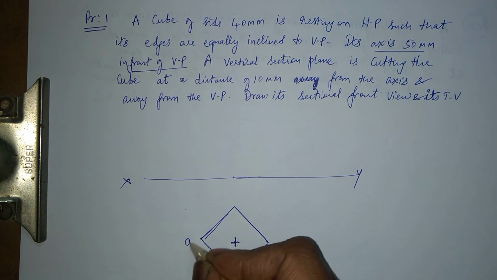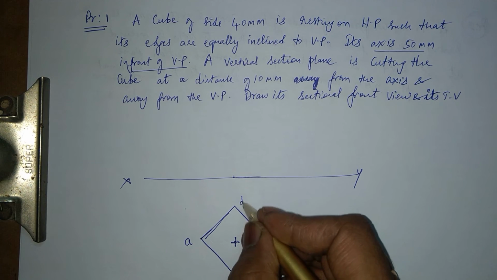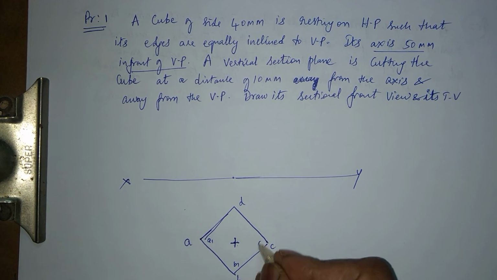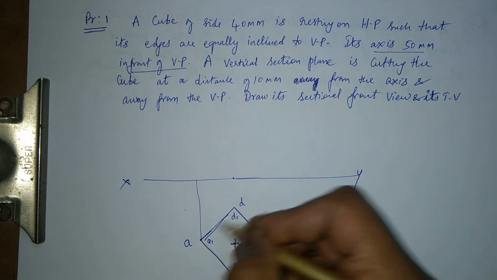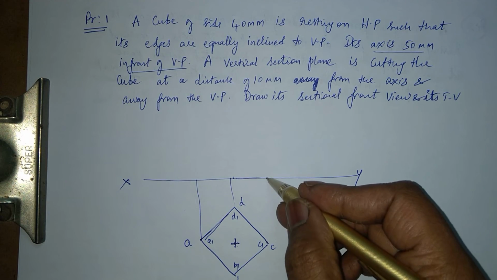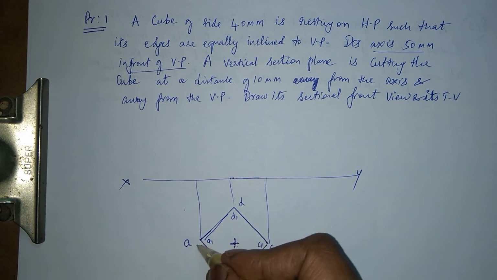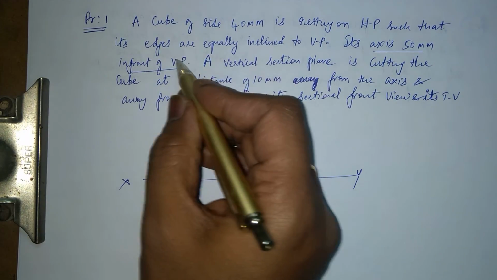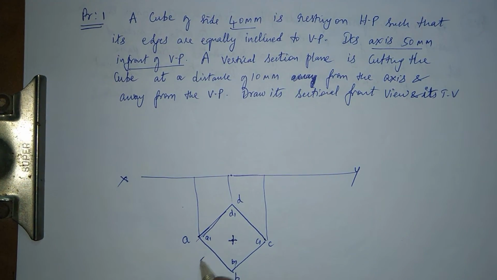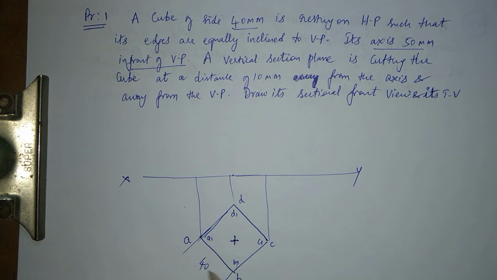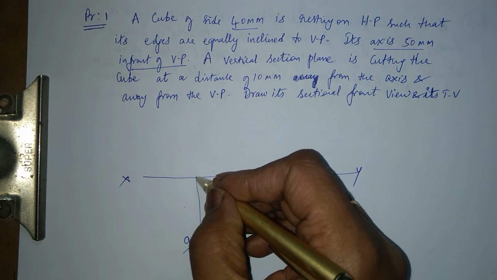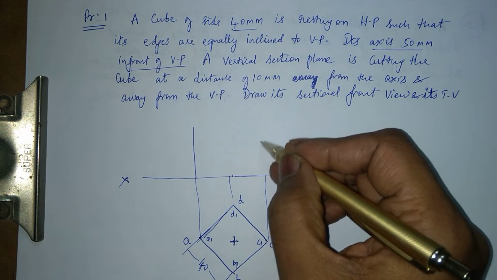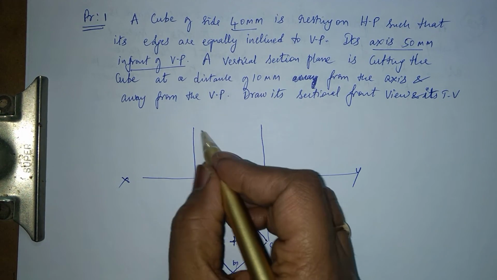Now let me give some names here. For the top, I'm saying it's A, B, C, D. The bottom, I'm saying A1, B1, C1 and D1. Now let me get the front view for the same. These are my projectors and these both coincide. This is what I get for my front view. What is the side? The side is 40. So from here till here, this is 40, and from here till here, this is 40 again. You do the dimensioning better, I just draw it roughly.